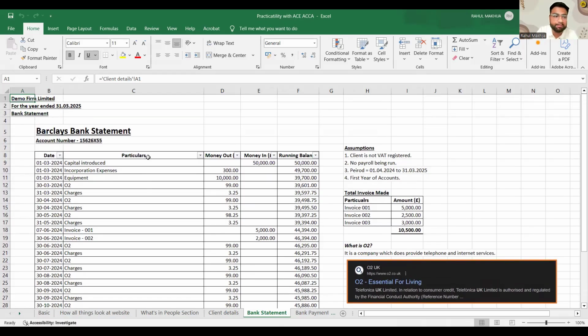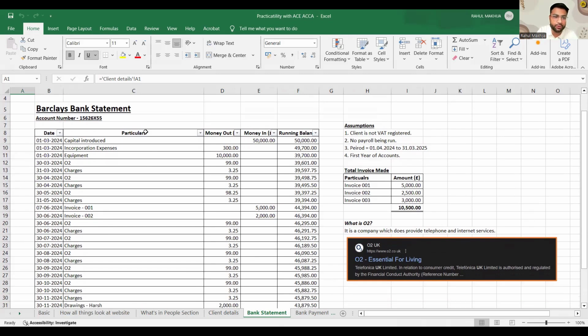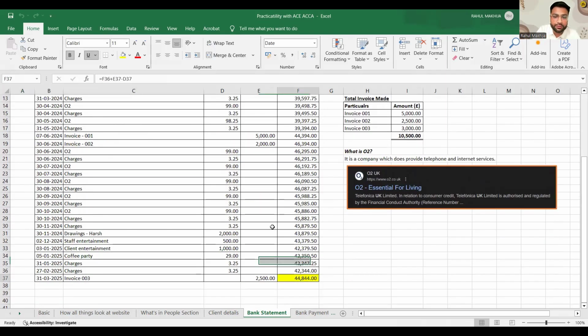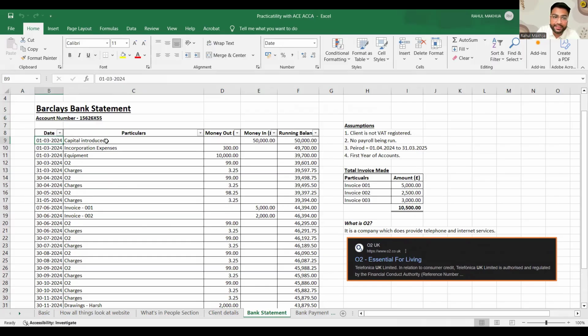What's our client name? Demo Firm Limited. And for which year end are we preparing it? 31st March 2025. So here is the bank statement of a client, which has mentioned the account number, the closing figure, and also the dates, particulars, money out, money in.